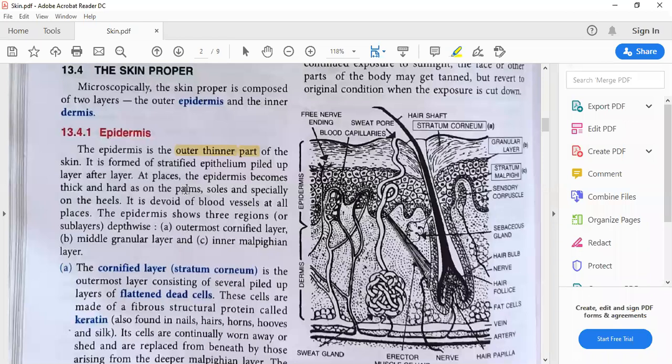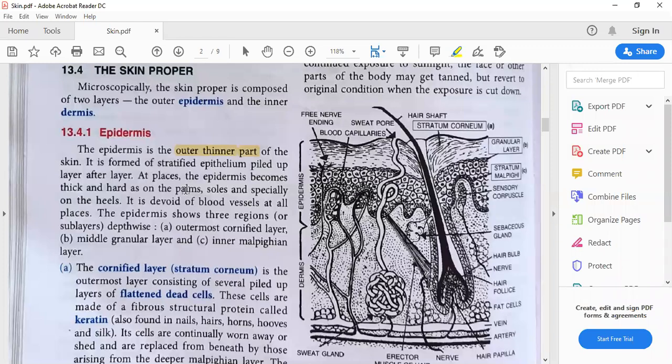Okay, you will be seeing that epidermis. So in some places, like on your palm or on your toes or on your heel, the stratified epithelium appears to be, or has become, thick and hard. What happens? The stratified epithelium is devoid of blood vessels. तो थोड़ी देर बाद क्या होगा? It becomes dead.